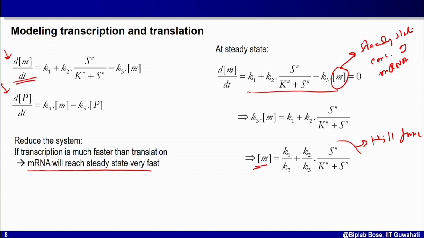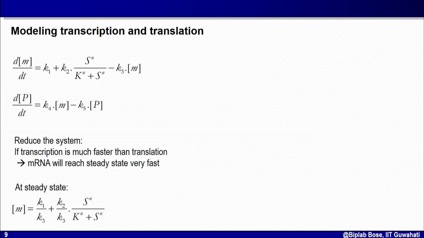So now I can rewrite the whole thing because I have reduced one ODE. I do not require an ODE for the mRNA because I have considered that it has reached a steady state. I am left with only the ODE of protein. So dp/dt, and I will replace this value of m with the steady state value of m that I have calculated just now using this relation.